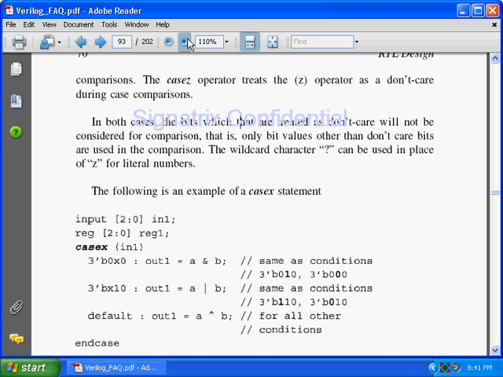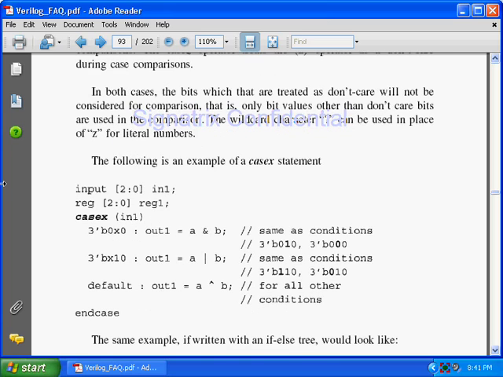You're getting what this is? It will not take that into account. It will only take the bits which are specified as 1 or 0 into comparison. So in both cases, the bits which are treated as don't care will not be considered for comparison. That is, only bit values other than don't care bits are used for comparison. So the wild character can be used in place of z.